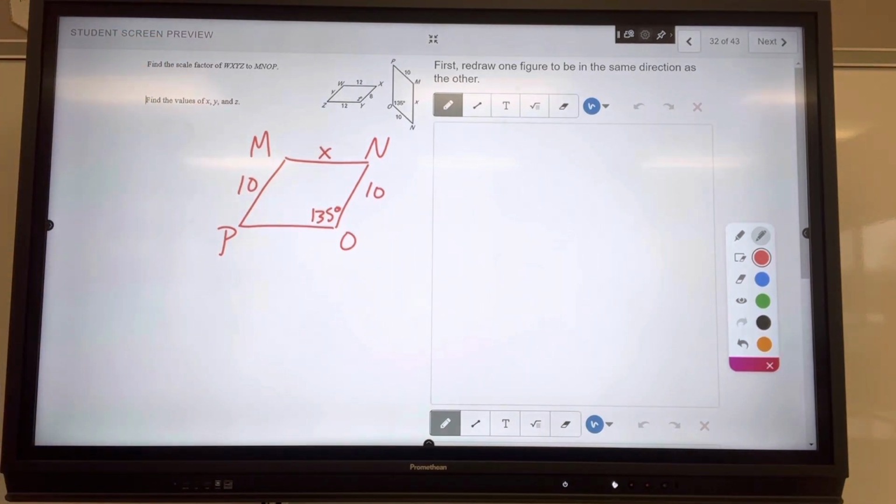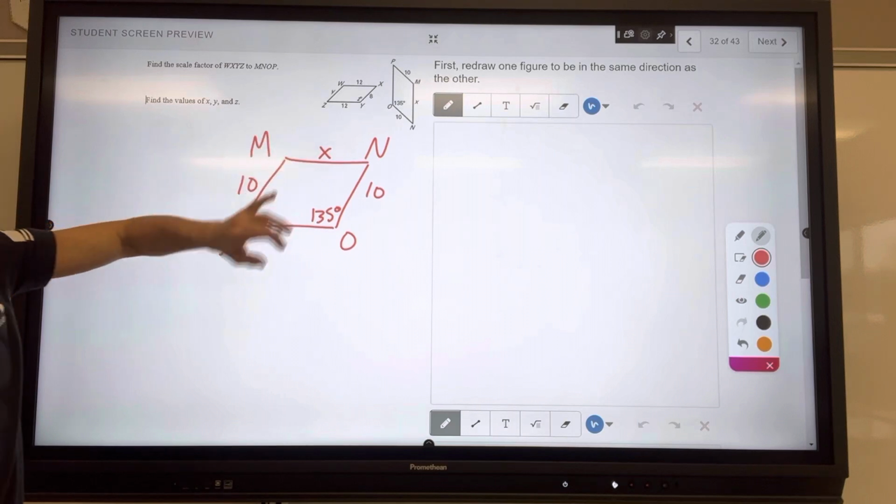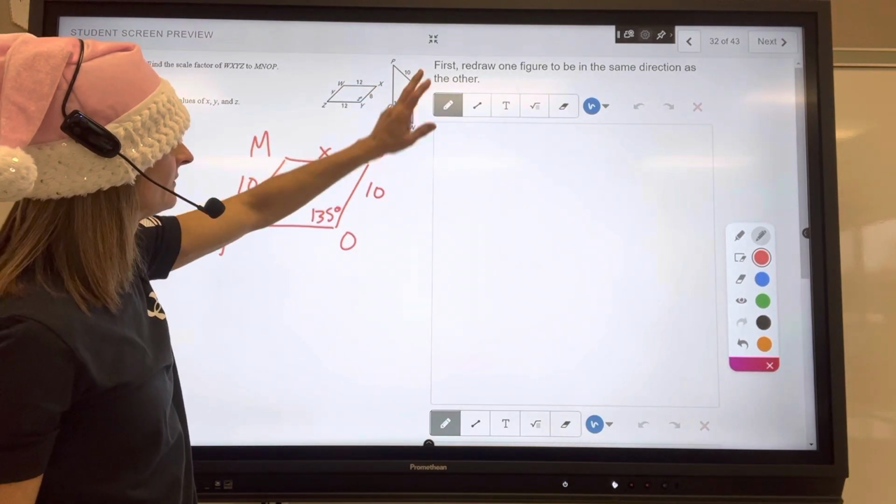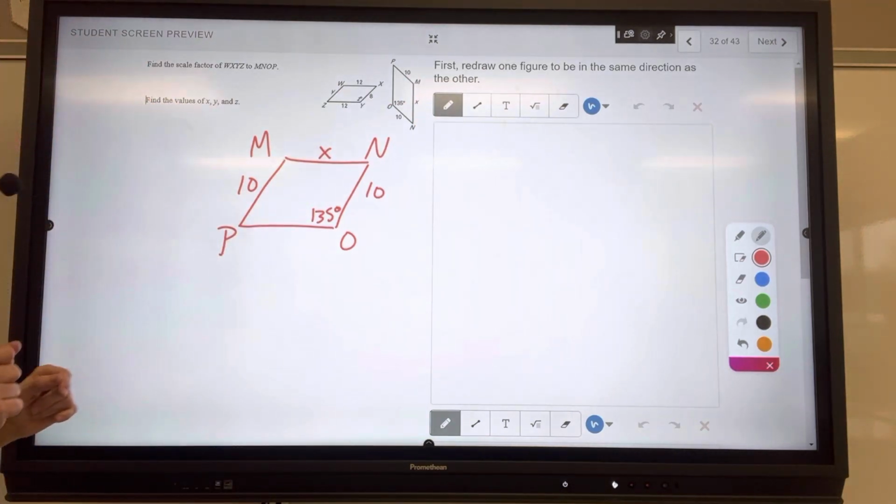I am not a fan of a figure that has two X's. They've got a vertex called X, which is a capital X, and then we're solving for an X. Not a fan, but whatever. Can't have everything in life.